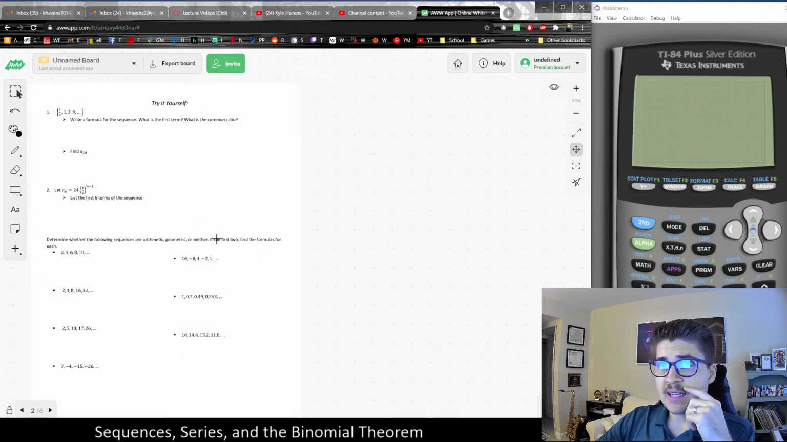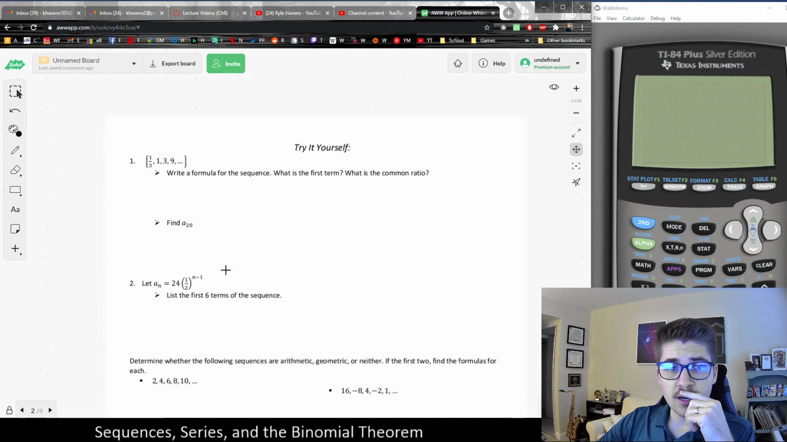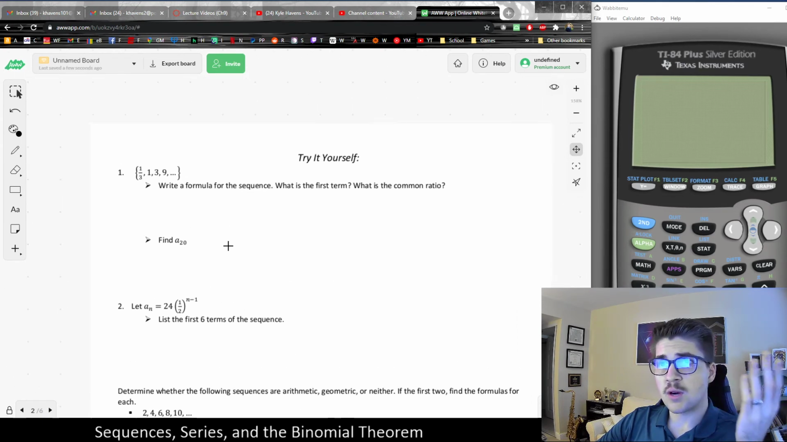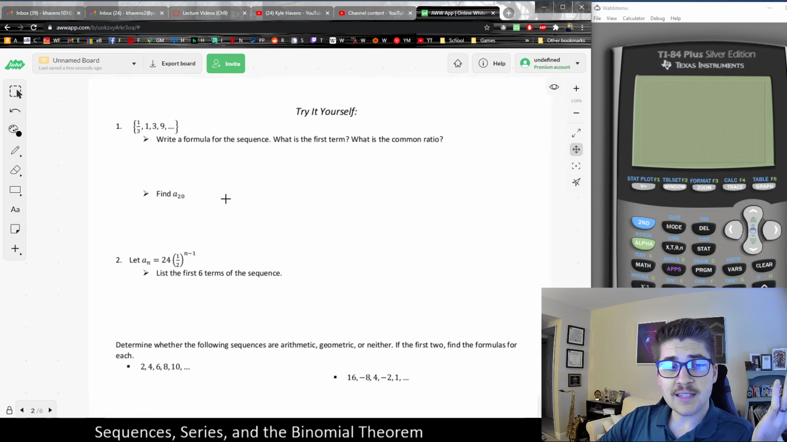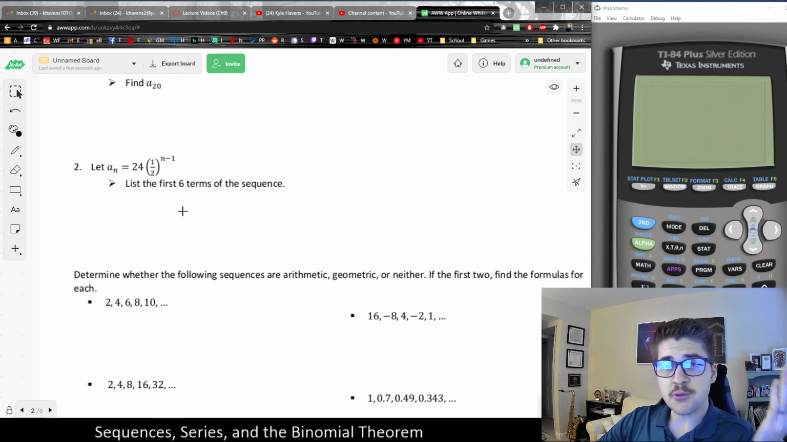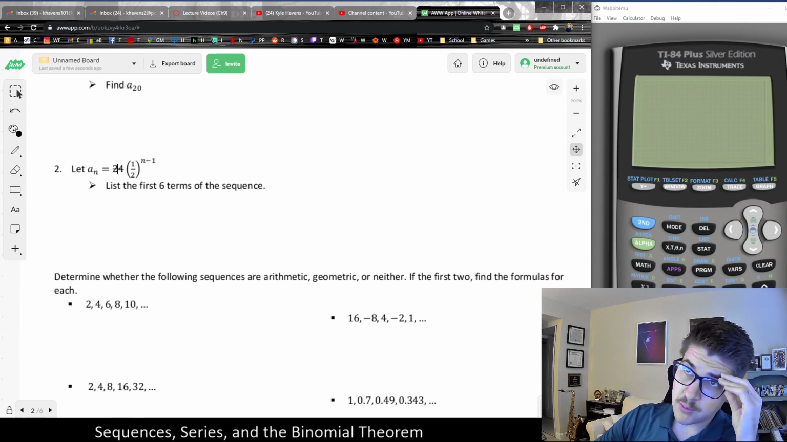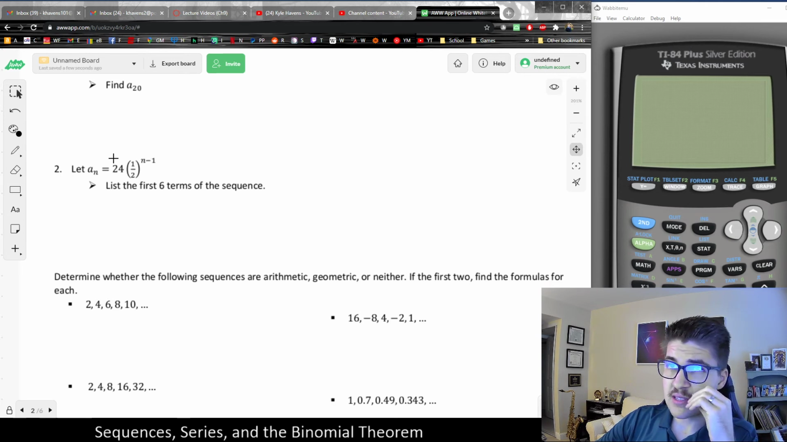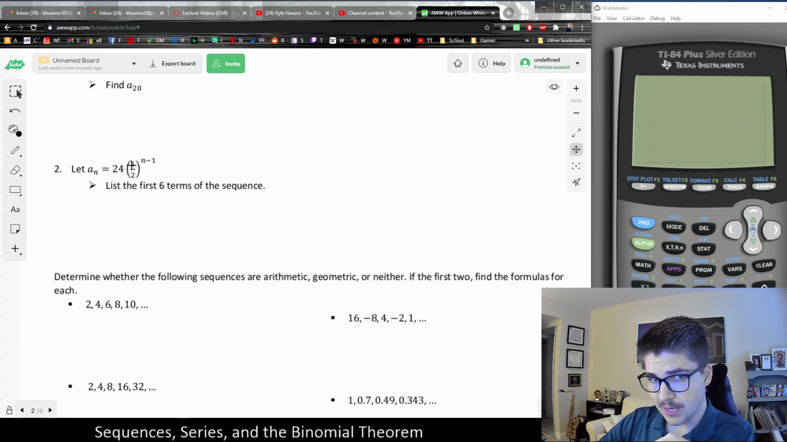On the second page of the packet, I gave a bunch of practice questions for determining it, but let's look at just one more. Because a geometric sequence could, instead of being multiplied, also be divided. Looking at example number 2 on the next page, it says let a sub n be equal to 24 times 1/2 to the n minus 1. Notice this is in the generic format for a geometric sequence, but instead of being multiplied by 2, it could also be divided by 2. It could be shrinking instead of growing, just like how it could be added or subtracted with an arithmetic sequence.